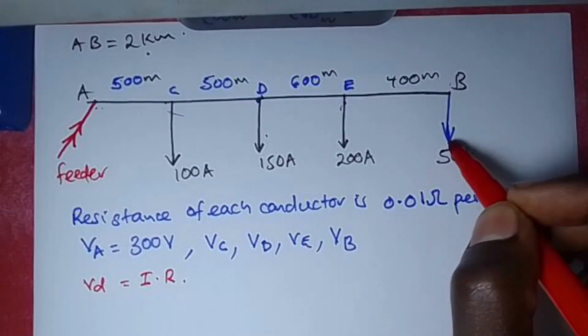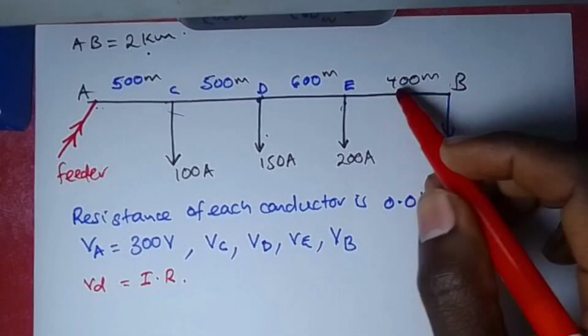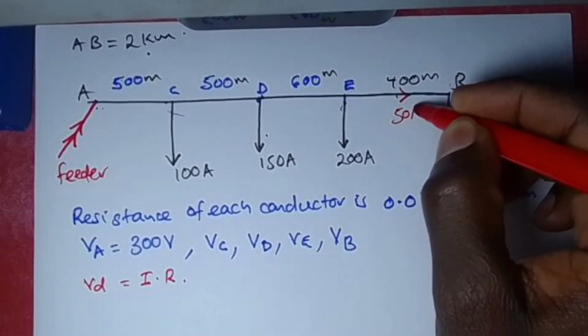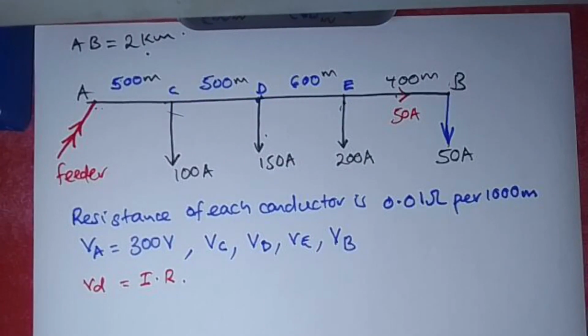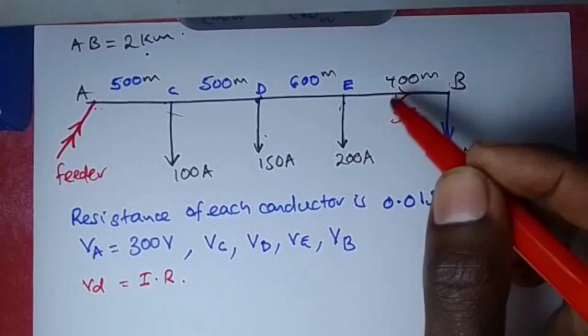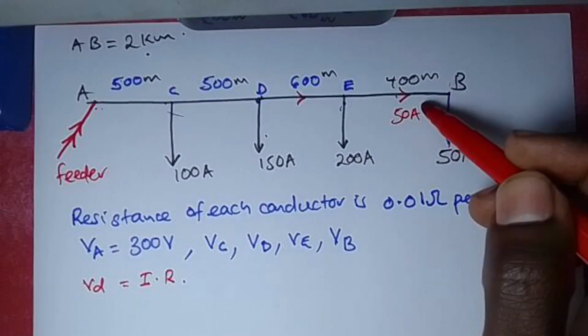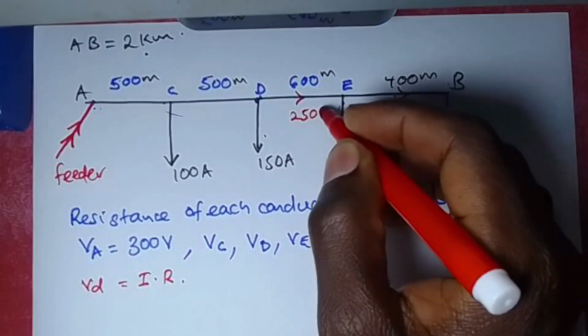So we know that there is a particular current flowing at this point, and that current is going to be equal to this load current, which is 50 amps. Then from that point on, we can work backwards and get the currents flowing in each particular section. For example, we get the current flowing here by simply adding these two: 200 plus 50 gives us 250 amps.